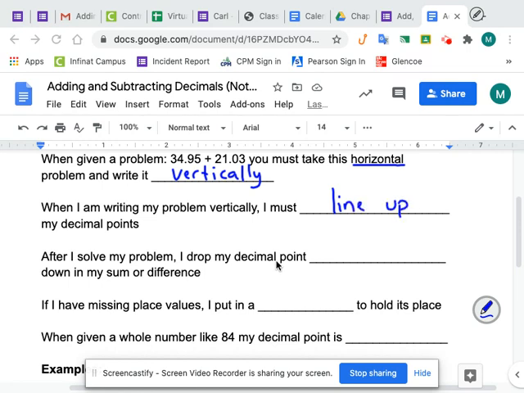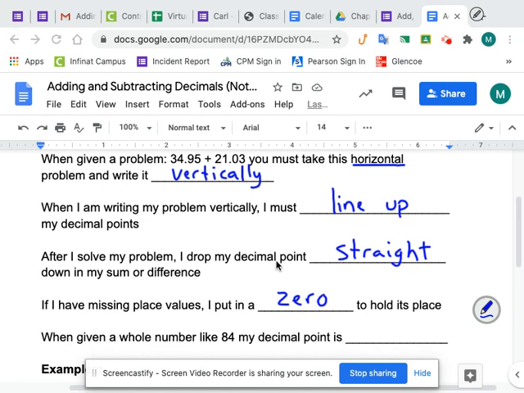When I'm writing my problem vertically, I must line up my decimal points. That is the most important part of adding and subtracting decimals, making sure that the decimal point is lined up. After I solve my problem, I drop my decimal point straight down. Wherever it's lined up, it comes straight down into the sum or difference. And then if I have any missing place values, I put a 0 to hold that place. When I do an example, you'll see what I mean.